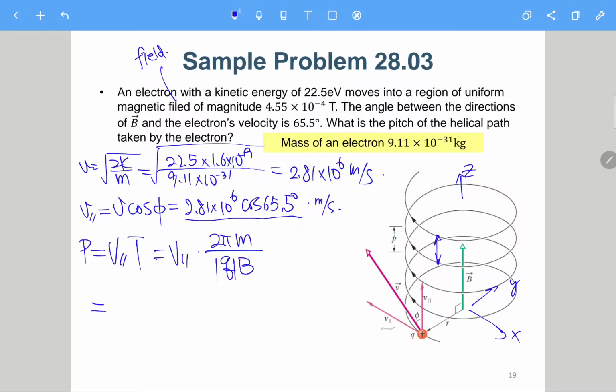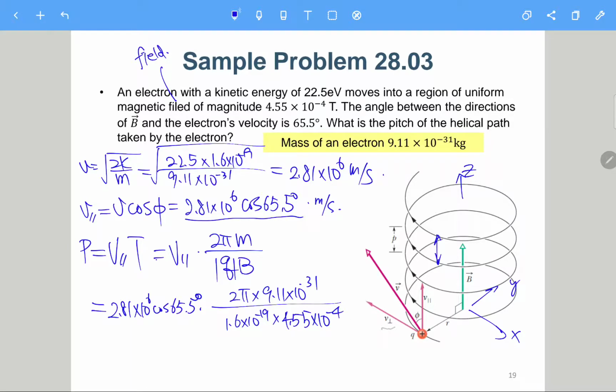In this case, we can substitute all the numbers: 2.81 times 10 to the 6th times cosine 65.5 degrees, and then 2 pi times the mass, 9.11 times 10 to the minus 31, and then Q is 1.6 times 10 to the minus 19, times B, which is 4.55 times 10 to the minus 4. So it would be 9.16 centimeters.